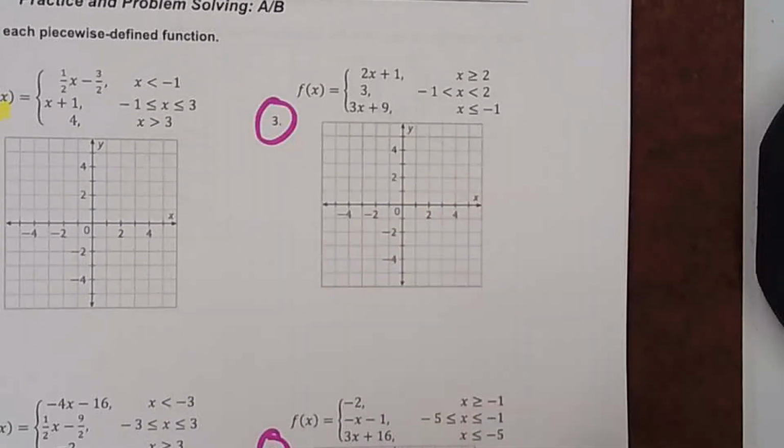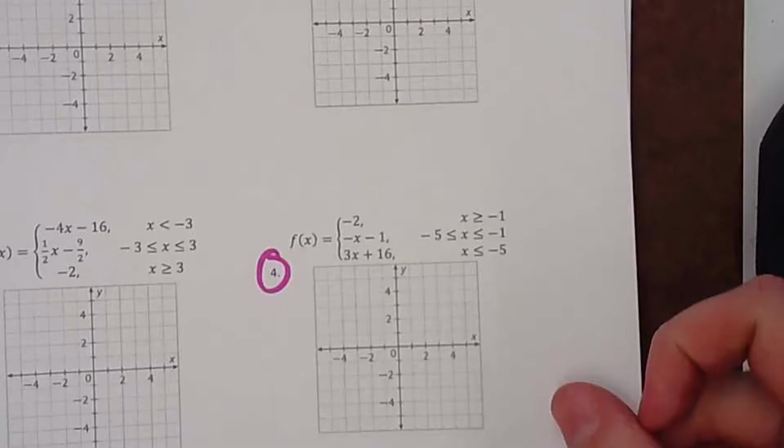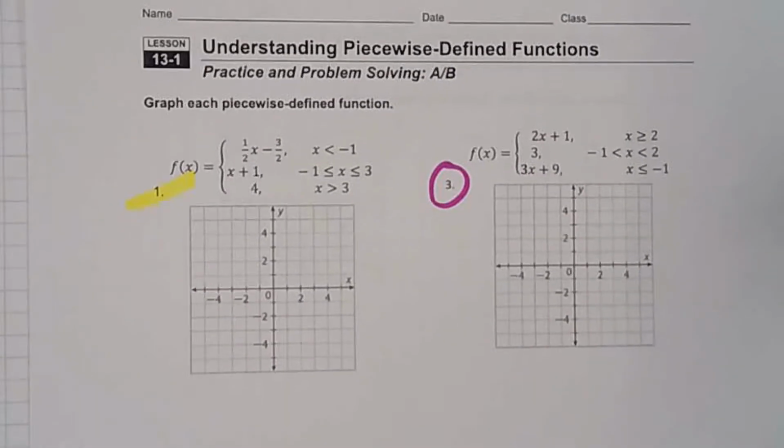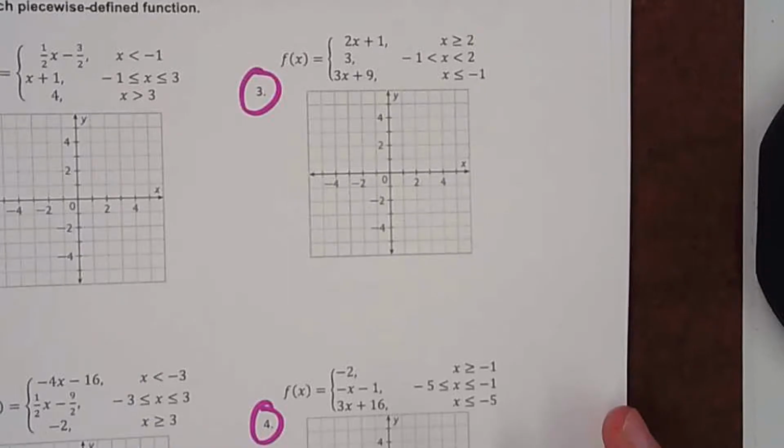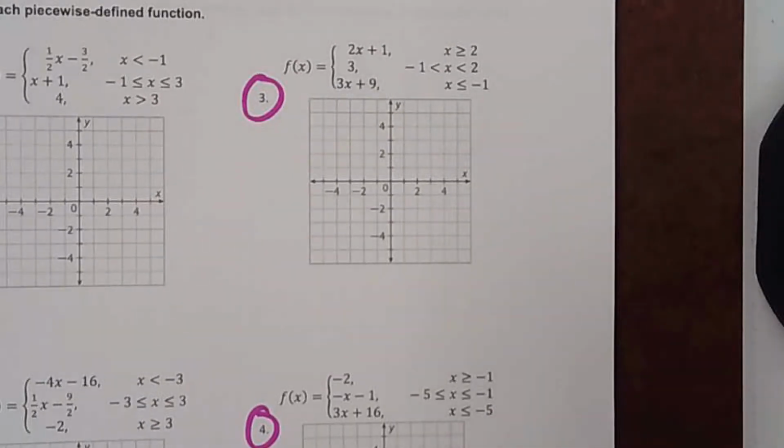I'll be doing these two problems, number 3 and number 4 from 13-1, and 1 and 2 extra credit. And I'll be doing one of either 5 or 6, I'm not sure which one. All right, so let's start with number 3.